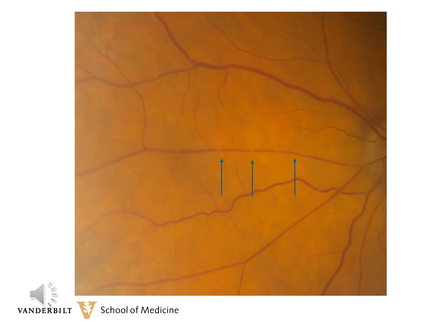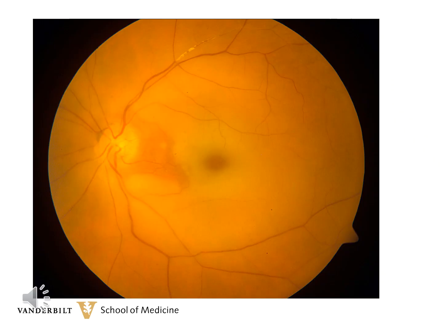Here is another patient, another example, and you can see the boxcarring of the nasal retinal arterial system in this patient, and the blue arrows point that out. Now, this is a very interesting clinical picture. This patient has the artery occlusion and a very prominent cherry red spot and an intact cilio-retinal artery.